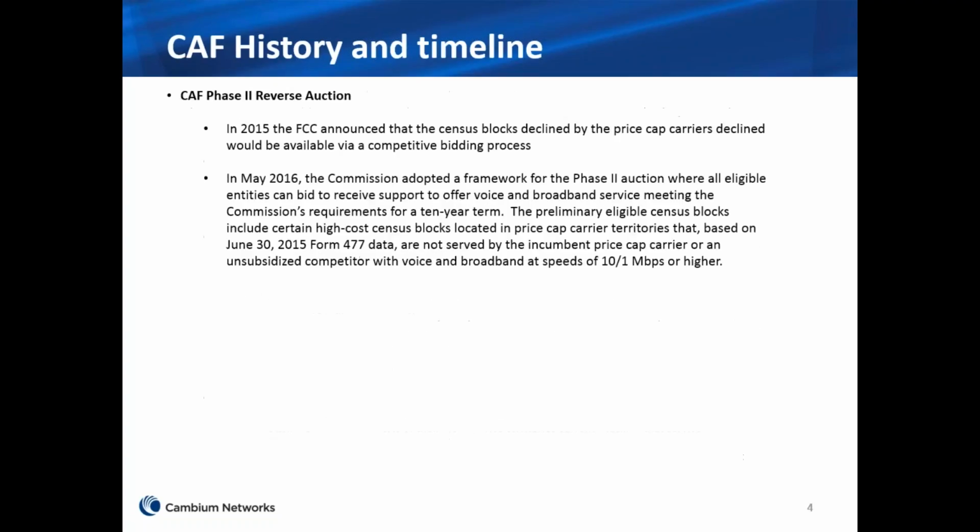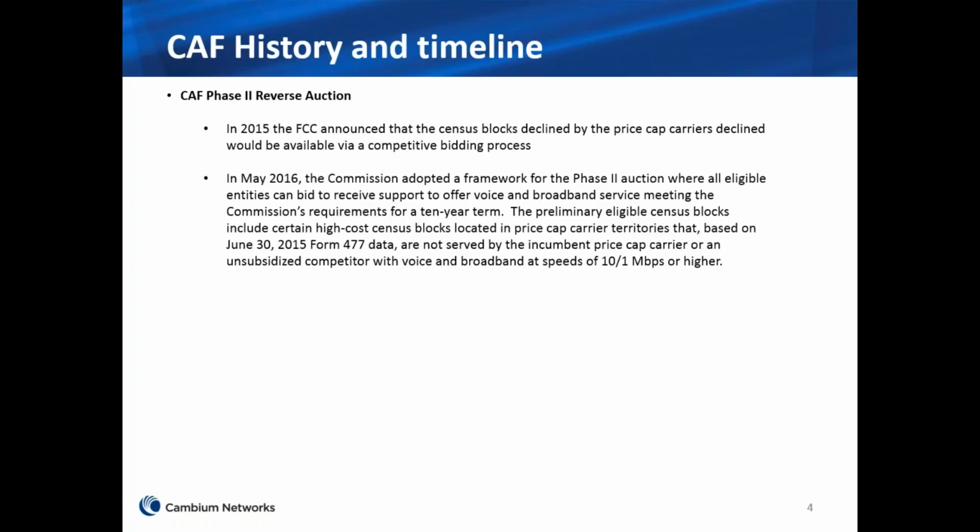They told the price cap carriers that if you don't bid on the census blocks in your area on a per state basis, they were going to put them up for an award reverse auction process to carriers who would serve them. Once again, drawing from the experience of the Rural Broadband Experiment, they found that carriers were lining up to be able to serve these local areas.